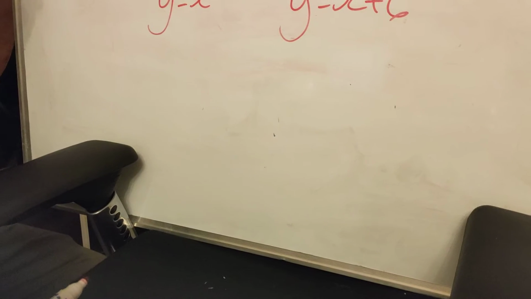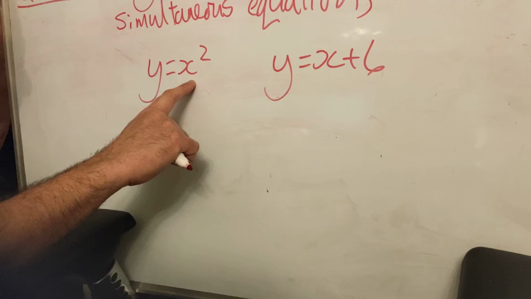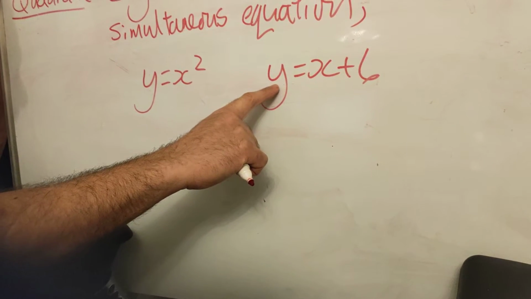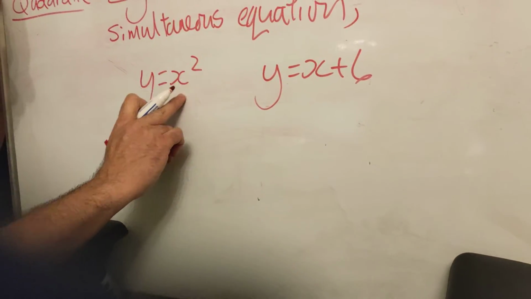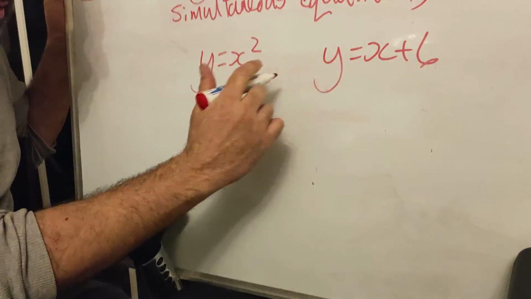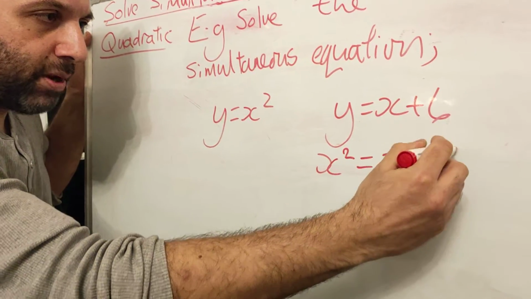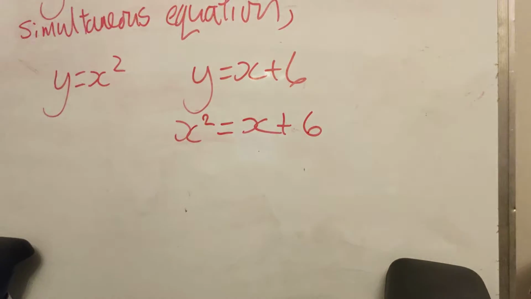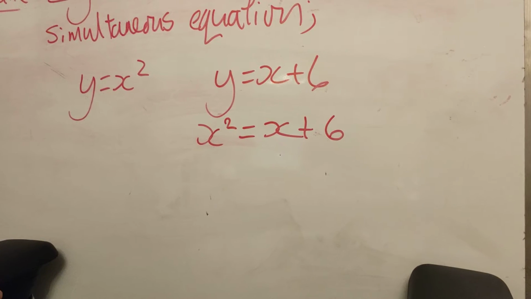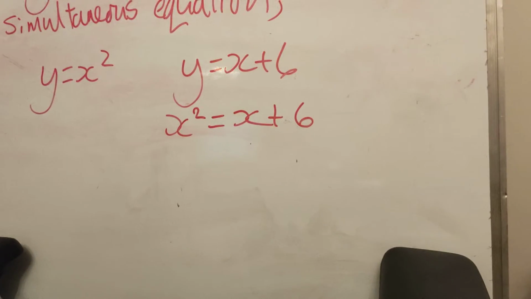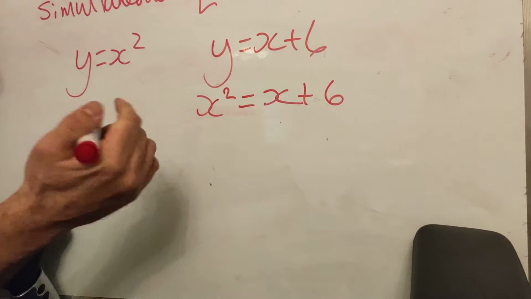So the word substitute means replace. I know y equals x squared. This is a y. So what we're doing, we're replacing y with the x squared because it's equal to x squared. So x squared equals x plus 6. Now the reason we've done that is because we've now got an equation with one letter, and as it has one letter, it's going to give us some solutions, and in this case it will be 2 solutions.